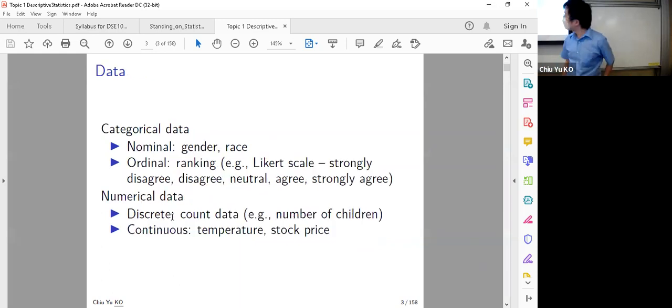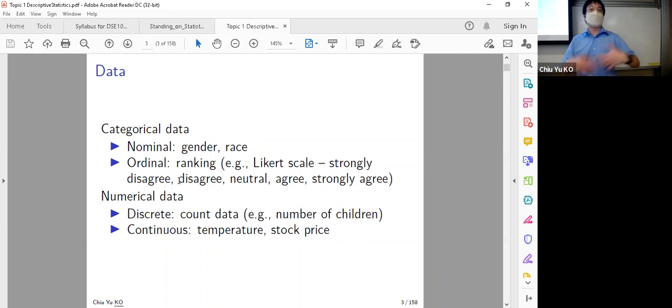But let's get started. So to get started, we need to learn something. The definition is the data. Because of the way the data is, it will determine how we analyze it, how we present it, and how it can be used. Usually you will consider two types of data. One is categorical, one is numerical.